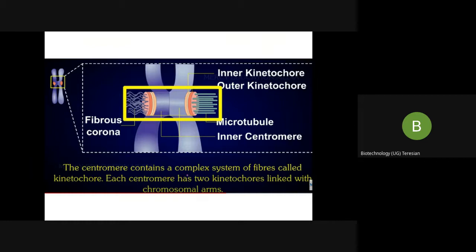So the centromere contains a complex system of fibers called the kinetochore. The inner plate, which is present on the centromere, forms the kinetochore, and the kinetochore is the one which is bound to the spindle fiber. So each centromere has two kinetochores. This is the centromere, and here is one kinetochore and here is the other, and they are linked by the chromosomal arc. So this can be pulled apart to this side, and this to the other side, along with the arms.